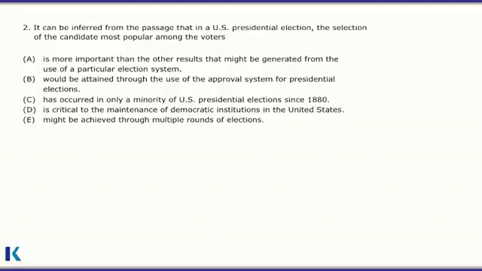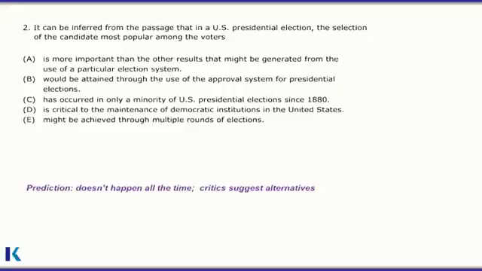The second question asks for the most popular candidate selection method in the United States based on the passage. Now, you have to think about everything the author said about selecting the candidate most popular. It doesn't happen all the time now, and critics had suggested alternatives. So you want an answer choice that addresses one of those points. The problem with choice A is that the author doesn't speak at all about any other results of an election system, and so we know this is outside of the scope.